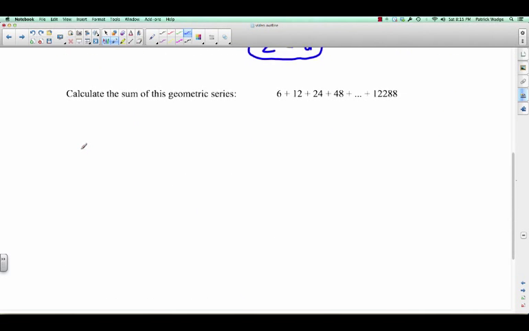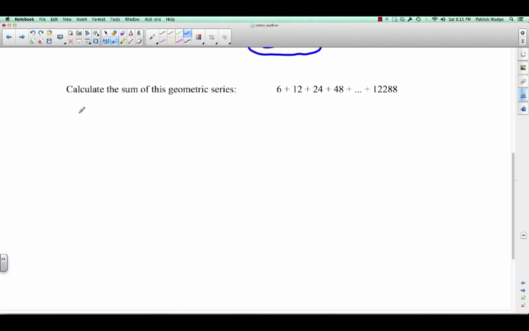Last one, calculate the sum of this geometric series. Do we know a, the first term? Indeed we do, 6. Do we know r? Well, we can figure it out. Take 12 and divide by the first term, which is 6, and we get 2. Do we know n, how many terms there are? No, we don't know how many terms there are. There's a lot of them, but we don't know how many.